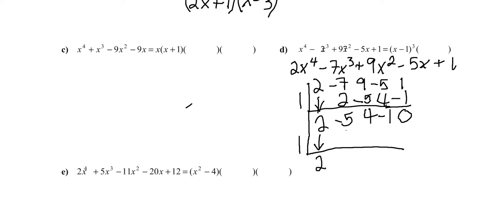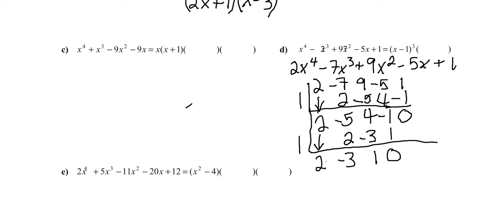So 2 times 1 is 2. Negative 5 plus 2 is negative 3. So that means that's negative 3. 4 plus negative 3 is actually positive 1. Sorry about that. Positive 1. So then this equals 1 and this is 0. So again, we can see that 1 works as a factor.